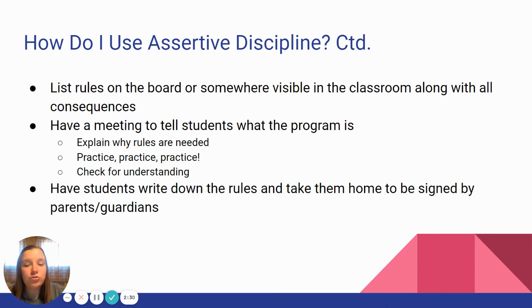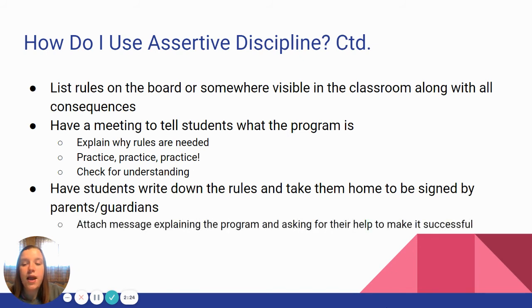Next, you will have the students write down the rules themselves and take them home to be signed by their parents and guardians. With the rules that they write themselves, you can attach a message explaining the program and asking for their help to make it successful. And then lastly, implement the program immediately. Do not wait. You can do this right from the beginning of the school year.